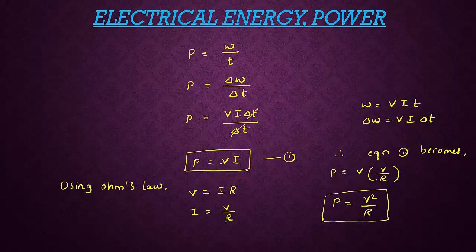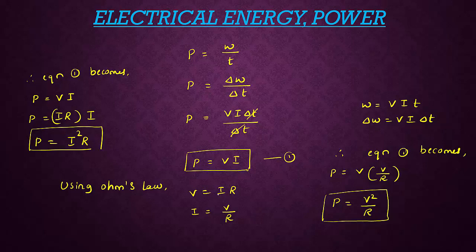Or it can be written as, see here, P equal to VI. Equation 1 can be written as P equal to VI. In place of V, I can write IR according to Ohm's law, I keep as it is. So P equal to I square R. This is also one more expression for power. Equation 1, this is equation 2 and equation 3. These are the other relations for power: P equal to VI, or P equal to V square by R, or P equal to I square R. So these are the expressions for power.